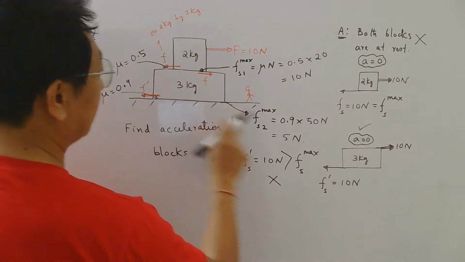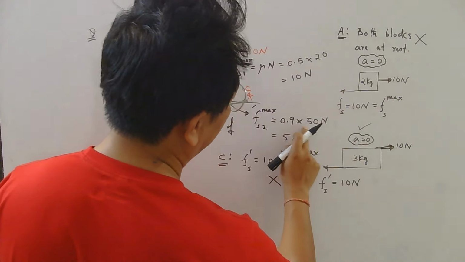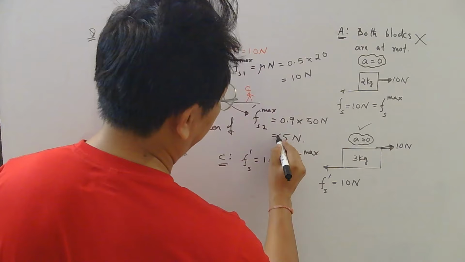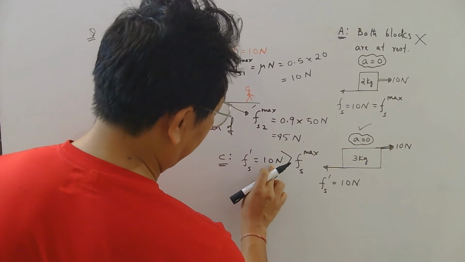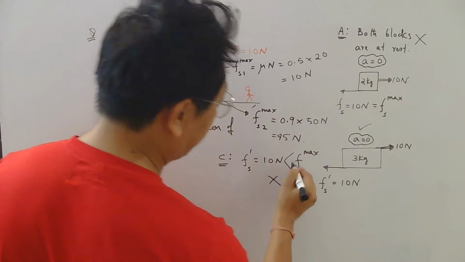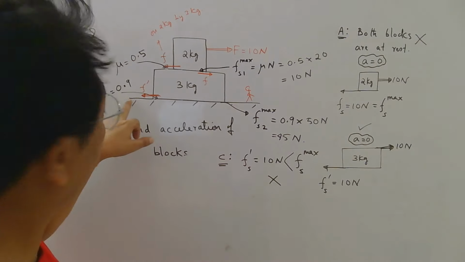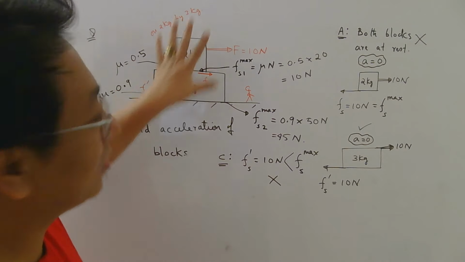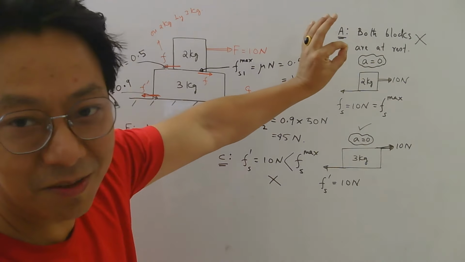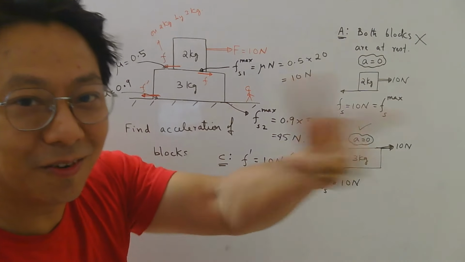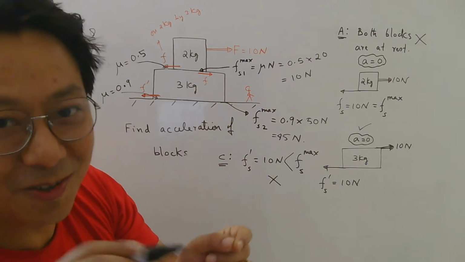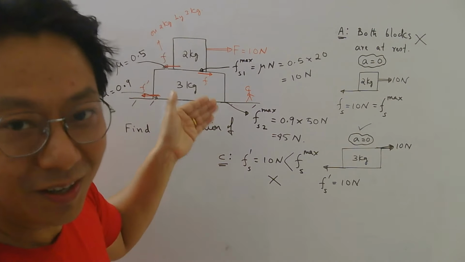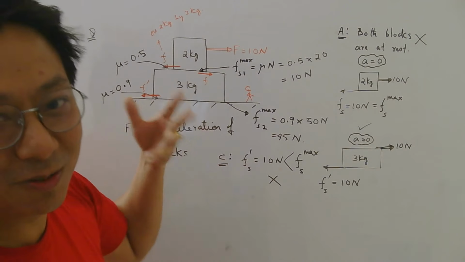If it was 0.9, then this maximum value will be 0.9 into 50, 45. And then in that case this 10 Newton is less than maximum static friction. So in that case both the blocks will be at rest. First assumption correct, tick. 0, 0 means the acceleration of both the blocks will be 0.